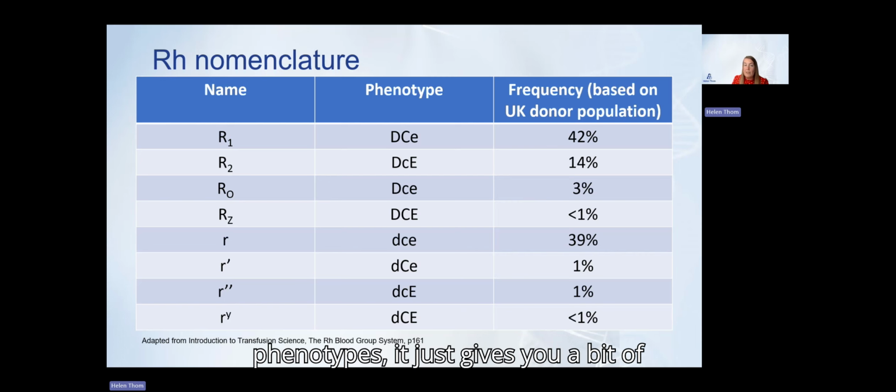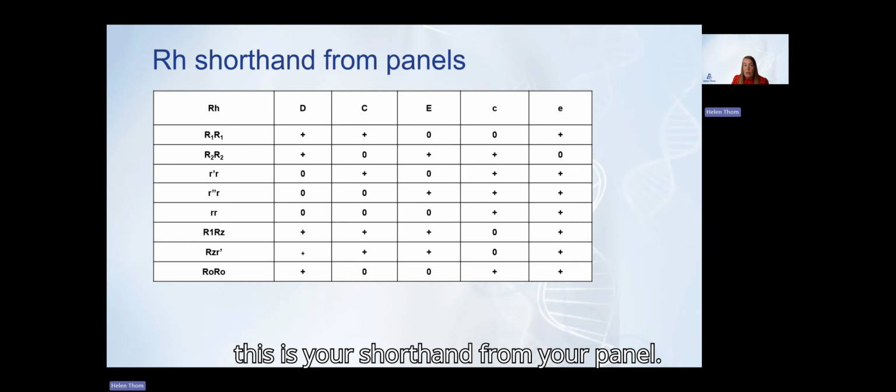Just when I'm talking about phenotypes, it gives you a bit of information to understand when we talk about what the most likely phenotype is, because based on your genotype, you can assume that somebody's phenotype is one thing when genetically it may actually be something else, because we tend to just base it on the most likely one based on the donor phenotype. So this is your shorthand from your panel.